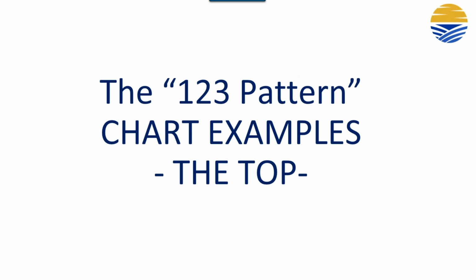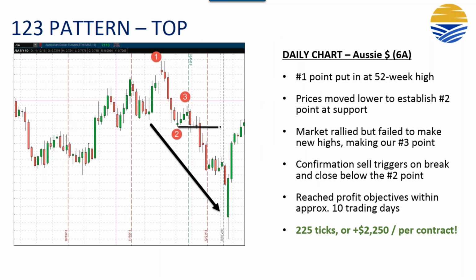Let's look at some chart examples. We'll start here with the daily chart of the Aussie dollar, the 6A. This is the futures contract 6A. If you don't trade Aussie futures, you could look at FXA, the ETF that tracks the Aussie. If you trade FX, you could look at the Aussie US pair in Forex.